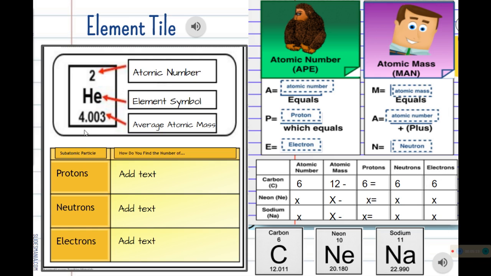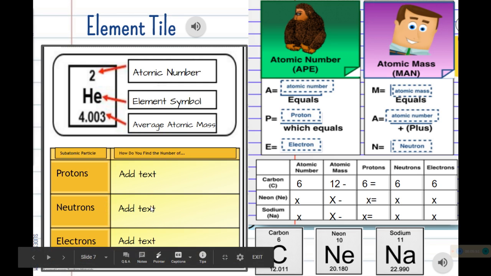I told you that the atomic mass is the atomic number plus the neutrons. So if we want to find neutrons, we can take this and subtract our atomic number. So to find our neutrons, we're going to take our atomic mass. In helium's case, it's 4. We are going to take our atomic number, which is 2, and subtract those. So our atomic mass, 4 minus 2, gives us 2 neutrons. So right here, to find our neutrons, we take atomic mass minus atomic number.